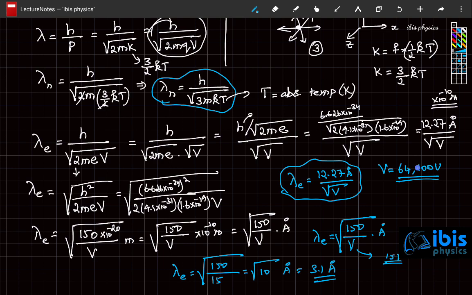If they say it is accelerated by a potential difference of, let's say, 100 volt, then lambda of the electron is equal to 12.27 angstrom divided by root over 100. Root over 100 is actually 10, so roughly about 1.227 angstrom. So this way you can find the de Broglie wavelength: the two forms of the de Broglie wavelength of an electron, and this is the de Broglie wavelength of a free neutron.